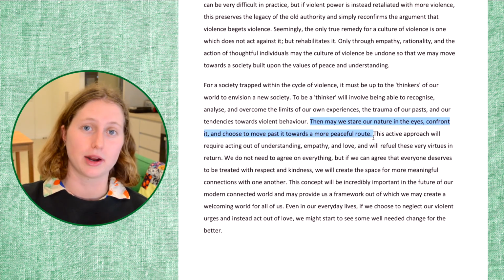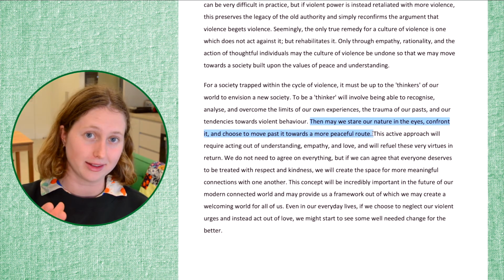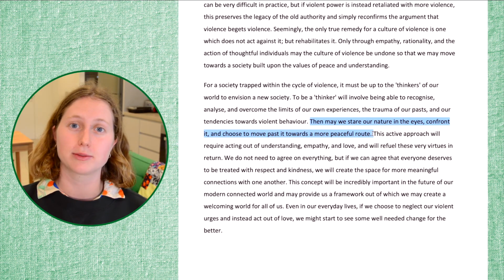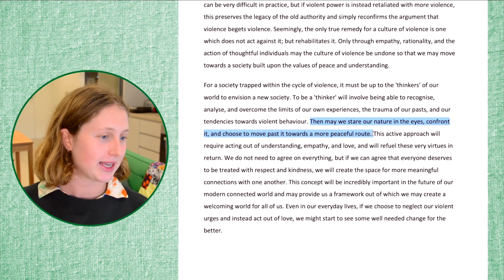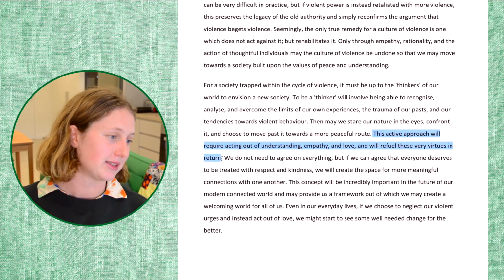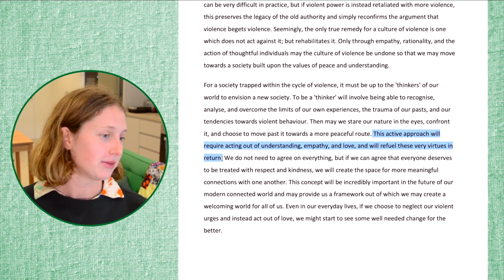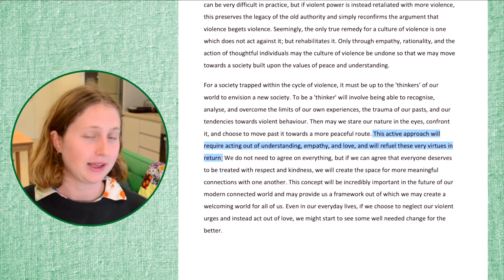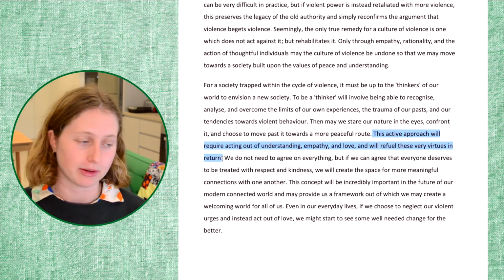I've employed some literary and narrative techniques as well in that by saying we may stare our nature in the eyes. That's something you might not hear in a very formal argumentative essay, so feel free to experiment with styles in this as well. Then I continue to explain and I say, this active approach will require acting out of understanding, empathy, and love, and will refuel these very virtues in return. You can see that I've said it again, what I just said in my argument, by linking back to the cycle of violence and acting out of empathy and love by being a rational thinker.